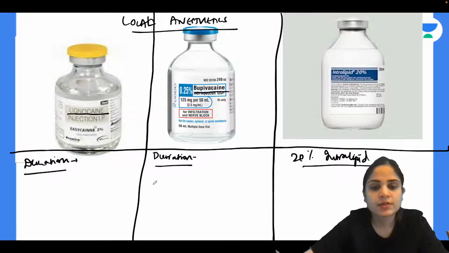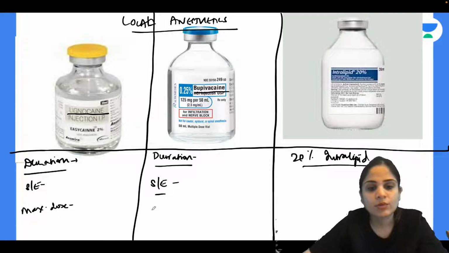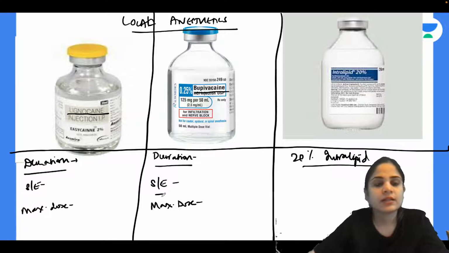Also, what is the side effect of bupivacaine? What is the side effect of lignocaine? What is the maximum dose of lignocaine? And what is the maximum dose of bupivacaine? Now remember the class of drugs that lignocaine and bupivacaine belong to.